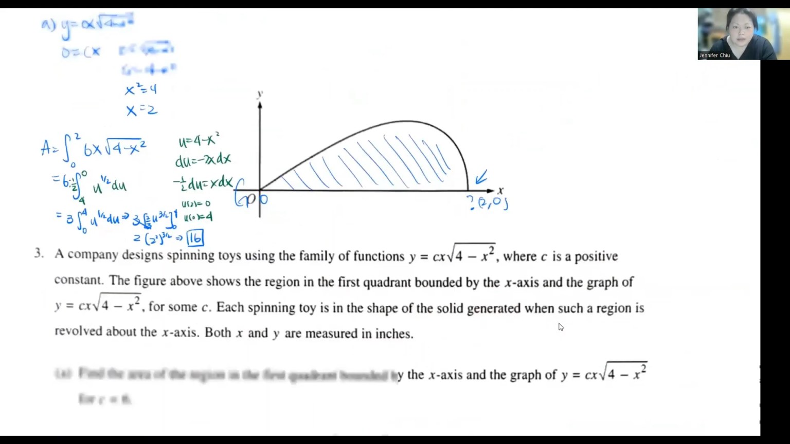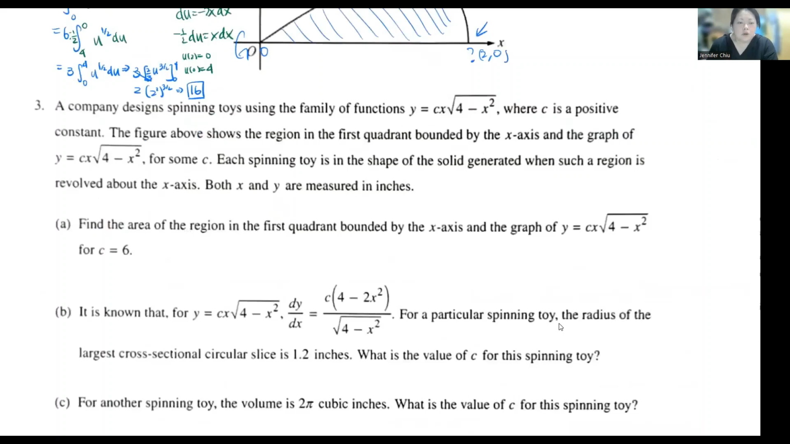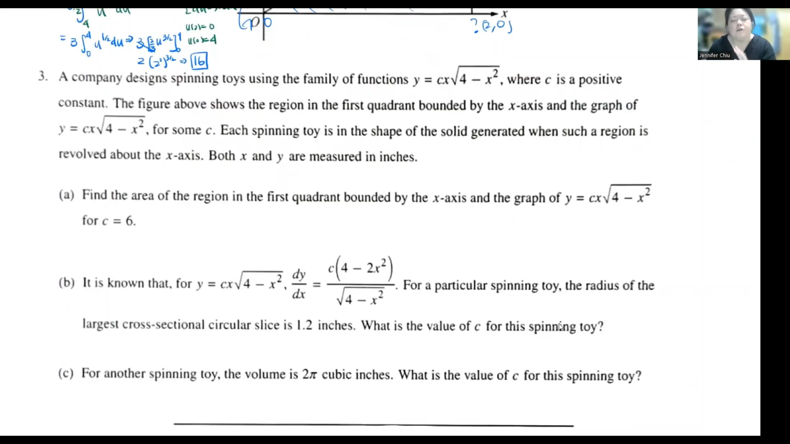Okay. All right. Moving on. It is known that for y equals c times this function, dy/dx equals this function for a particular spinning toy. The radius of the largest cross-sectional circular slice is 1.2 inches. What is the value of c for this spinning toy? So key word is the word largest, right? Largest typically means we are trying to maximize something. When we want to maximize something, we set the y derivative, y prime, equals 0.